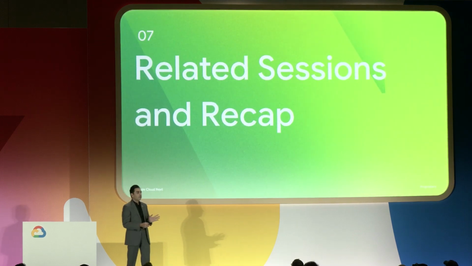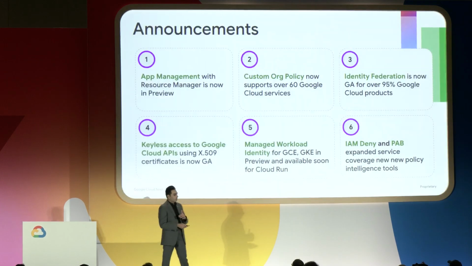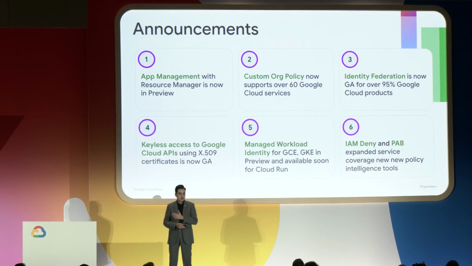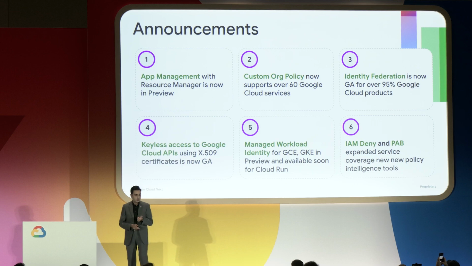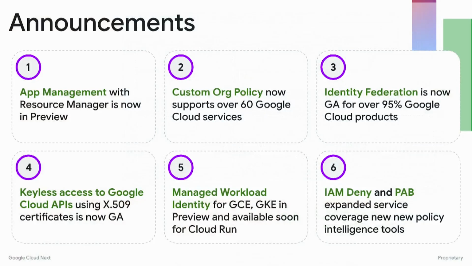All right, I'm at the end of my content. I'm just going to talk about a few announcements as a recap. As I said, app management with resource managers now in preview. Custom org policy now supports over 60 services. Identity federation is GA for over 95% of products. Keyless access to Google Cloud APIs using X509 certificates is now GA.